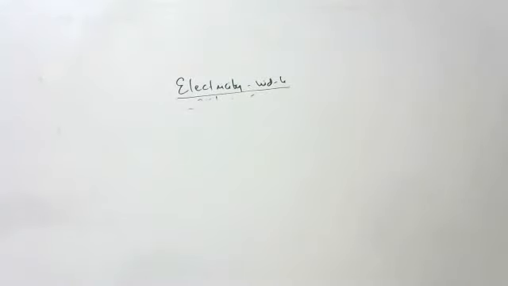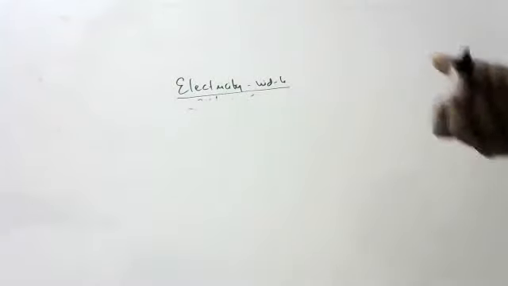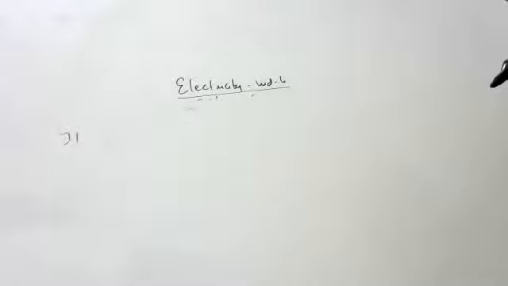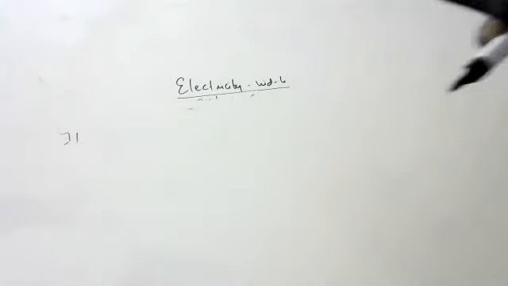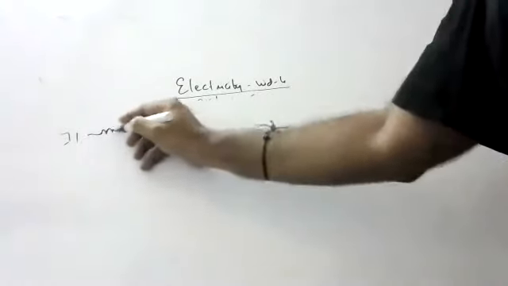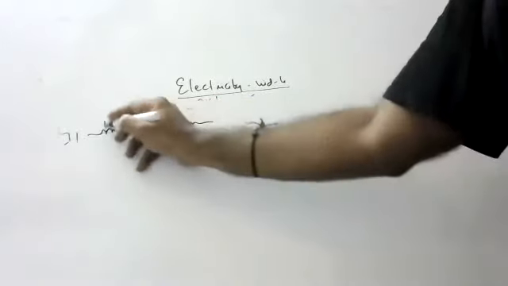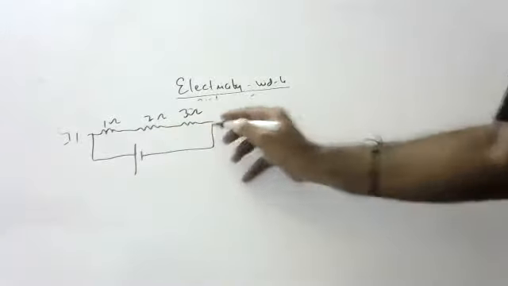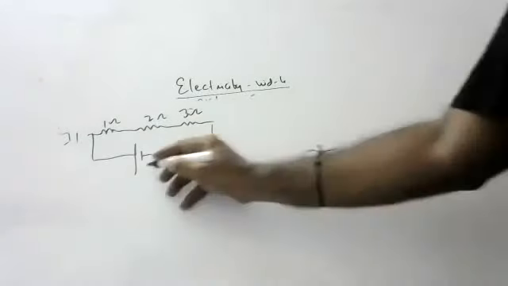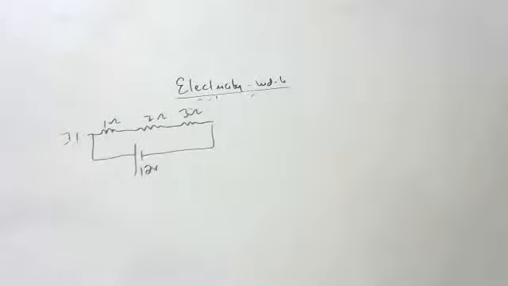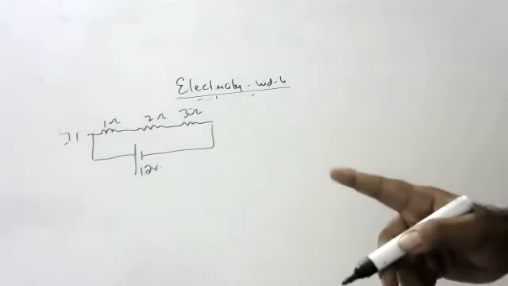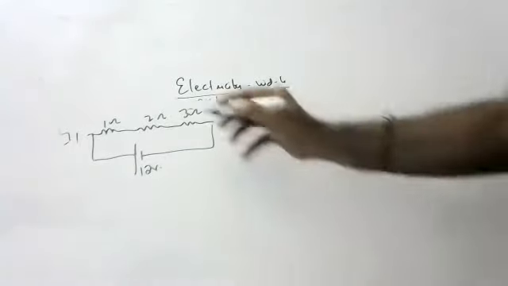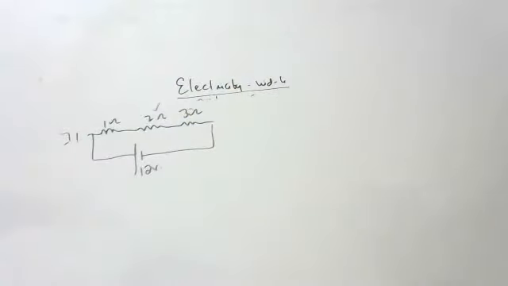Seventh question, children. Please check the seventh question here. Three resistors are there, children. 1 ohm, 2 ohm, 3 ohm are connected in series to a battery of 12 volt. Question is, determine the potential difference across R2. Across R2, potential difference is asked.